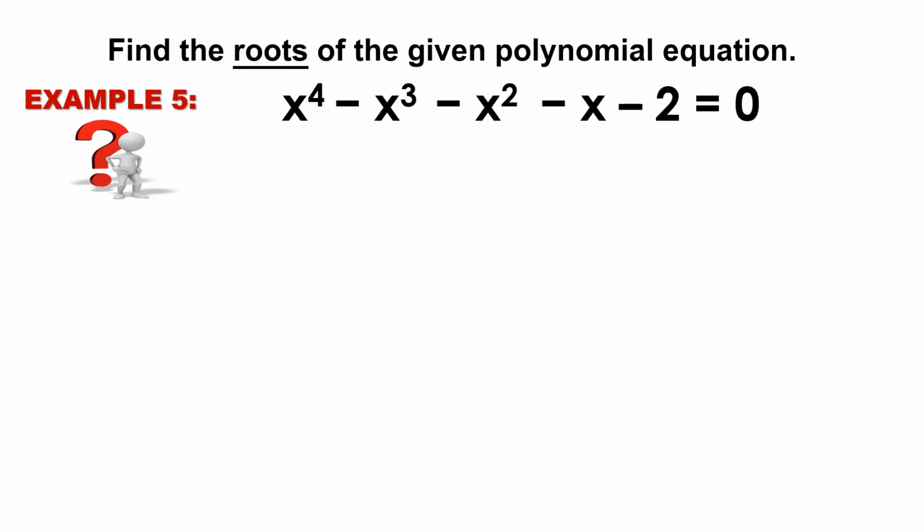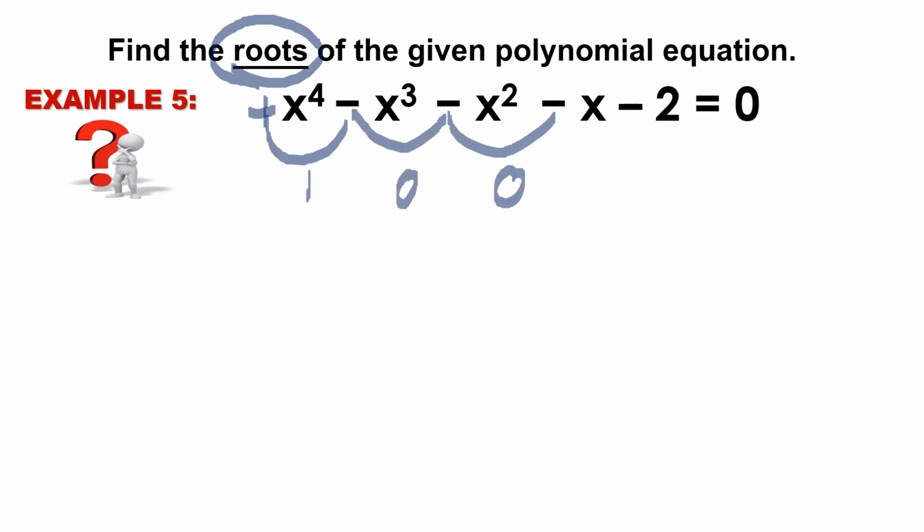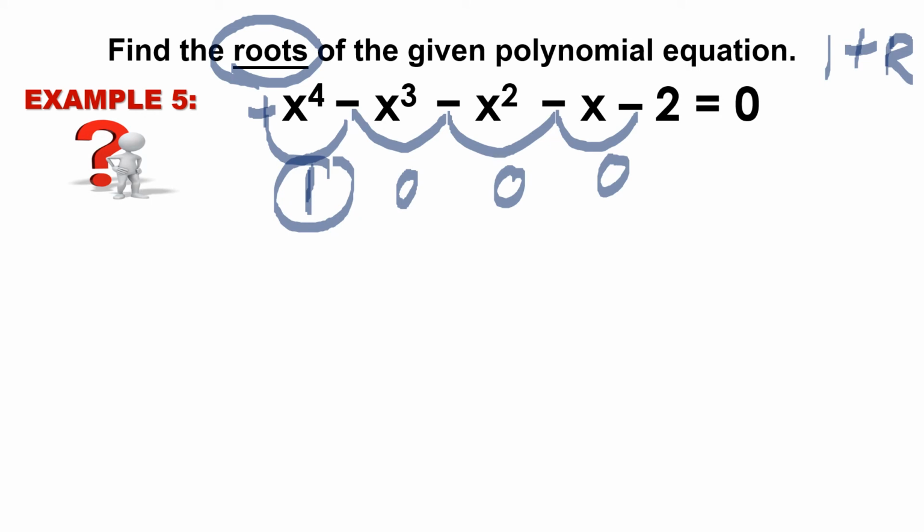Example number 4, find the roots again of the given polynomial: x to the fourth minus x cubed minus x squared minus x minus 2 is equal to 0. Let's apply the rule of signs. Let us determine how many positive roots and how many negative roots we shall get here. First, the positive roots. It's positive to negative, 1 change; negative to negative, no change; negative to negative, no change again; negative to negative, no change again. So we are expecting one positive root.